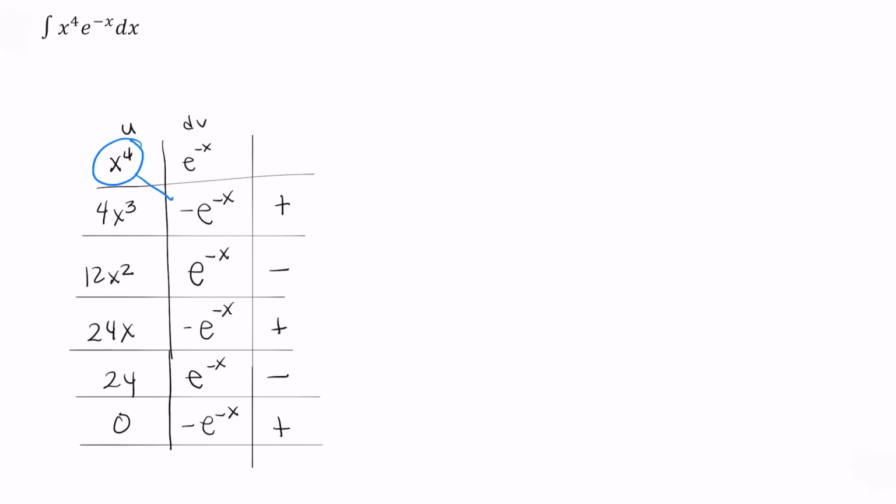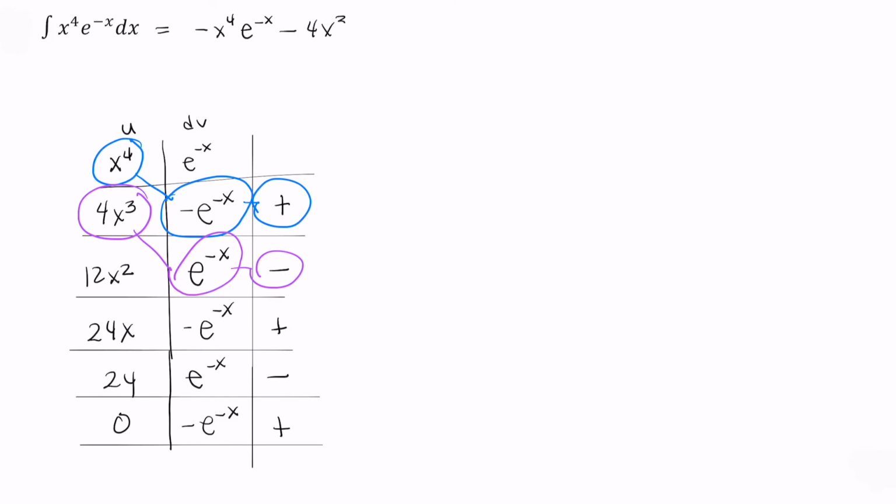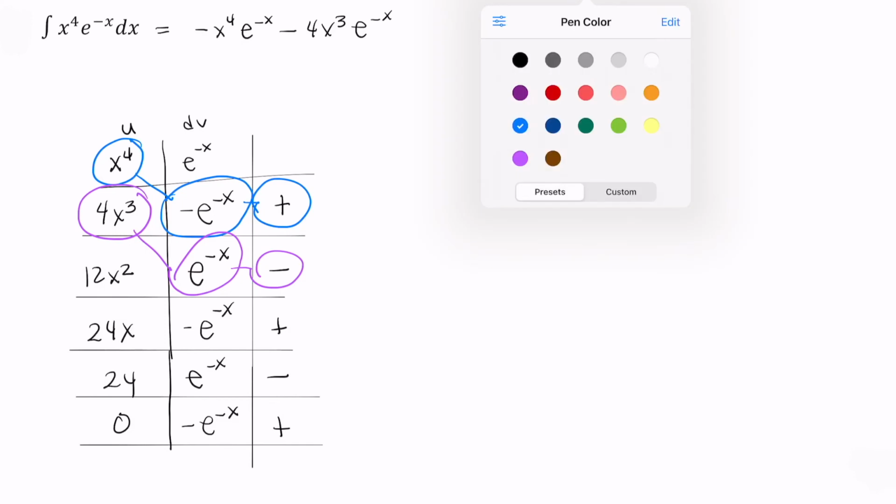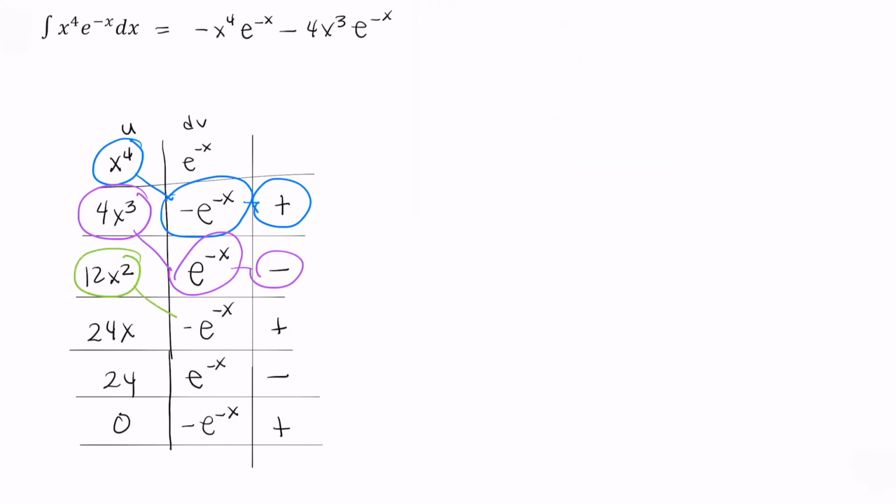X to the fourth times negative e to the x times a positive. That term is going to be negative x to the fourth e to the negative x. Next we have 4x cubed times e to the negative x times the negative. So again, I'm going to have another negative. And then 4x cubed e to the negative x. Next, 12x squared times negative e to the x times a positive.